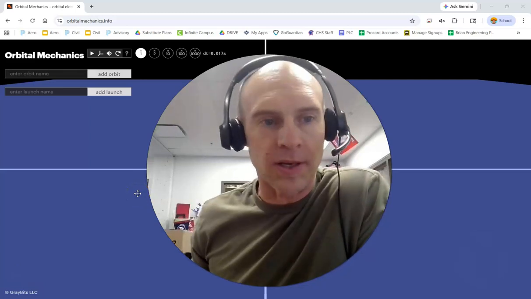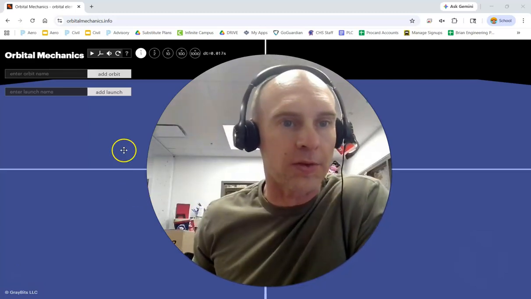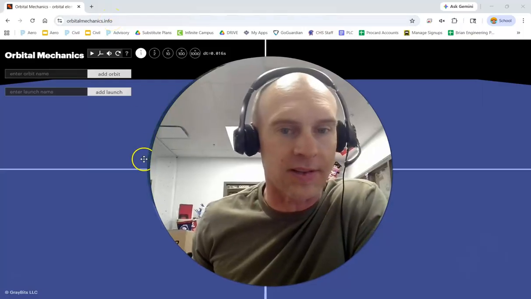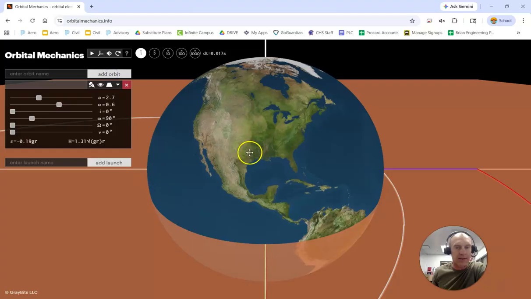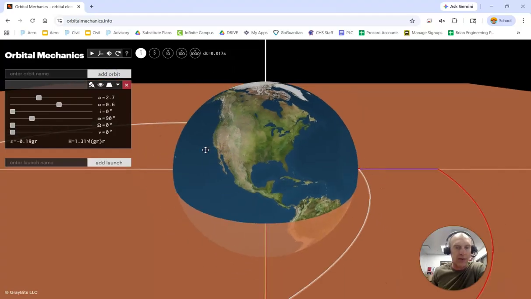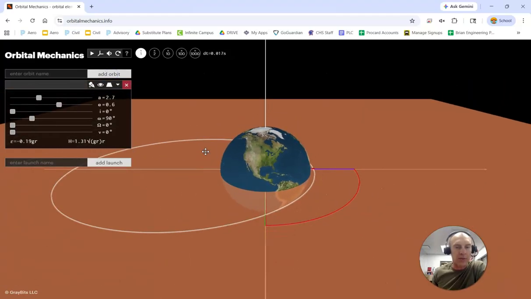Today we're going to take a deeper look at orbit. So we're going to start with orbitalmechanics.info. This is the link that's in your Schoology assignment. And we're going to start by just adding an orbit right here. This is a basic orbit, and I'm going to scroll wheel out. So I'd like you to do this with me.